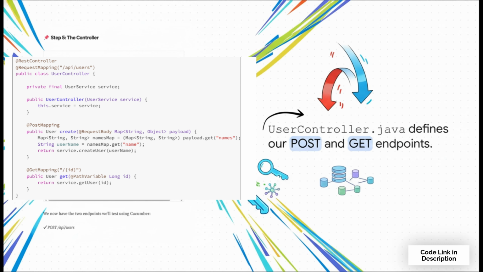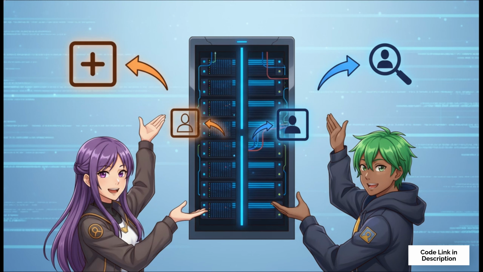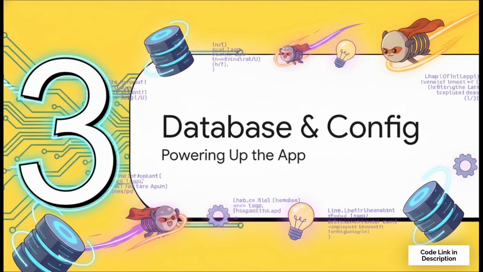It's so clean. So to quickly recap, we've just created 2 RESTful API endpoints. A POST request to /api/users is going to create a new user for us, and a GET request to /api/users followed by a specific ID will retrieve that one user's data. Simple as that. We are so close to running this thing. But before we can, we need to handle the final bit of setup, getting our in-memory H2 database configured and telling Spring exactly how to boot everything up.